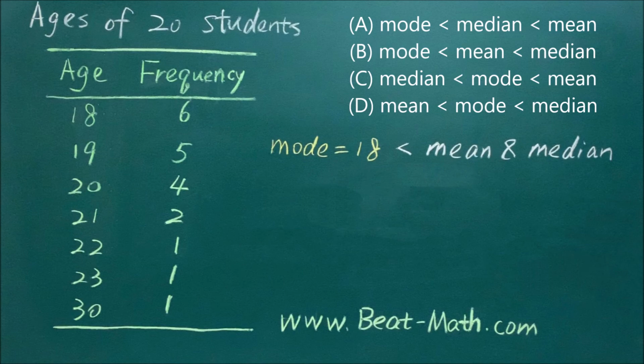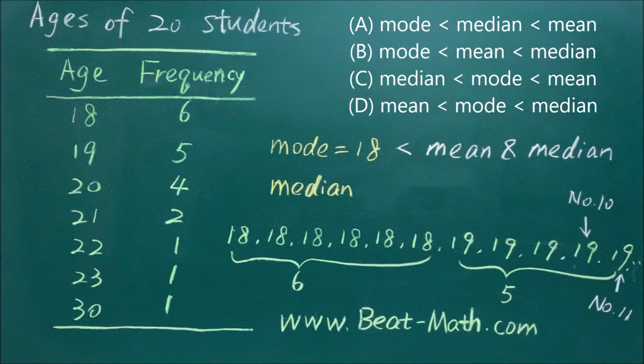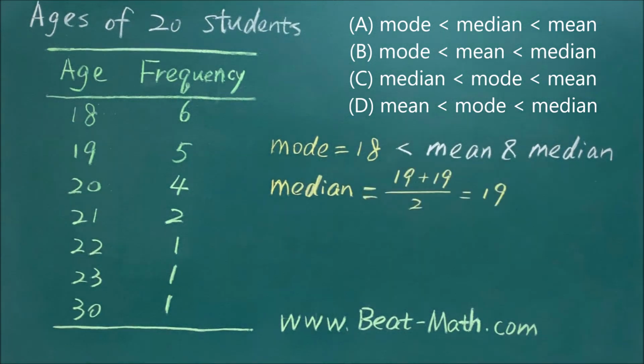Then we calculate the mean and the median. Let's start with the median. The data has been sorted from least to greatest, so we can directly find the middle number. How many numbers are there? We know there are 20 students, and 20 is an even number. So there are two middle numbers, that is, number 10 and number 11. The first 6 numbers are 18, and the next 5 numbers are 19. So number 10 and number 11 are 19. The median is 19.